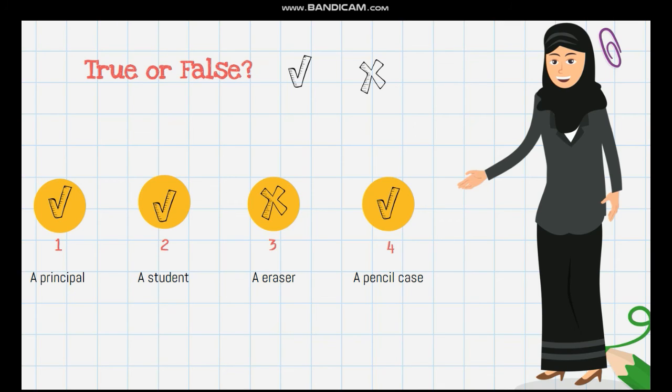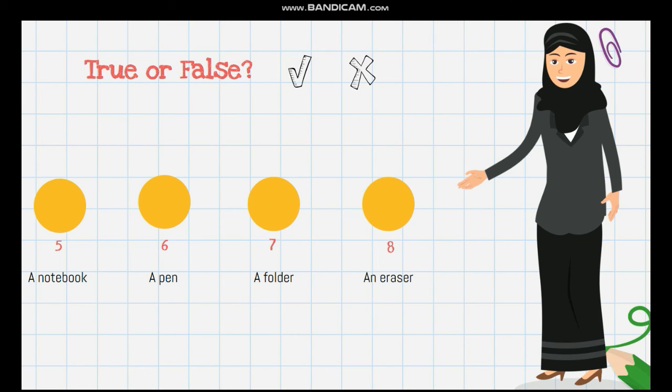A pencil case. Okay, I still have 4 more questions for you. Here we go. Number 5. A notebook. Is it true or false? Yay! It's true! Notebook starts with a consonant and has a consonant sound. So that's why we use "a", not "an". A notebook. Number 6. A pen. Is it true or false? Yay! True! A pen starts with P, a consonant, and also has a consonant sound.